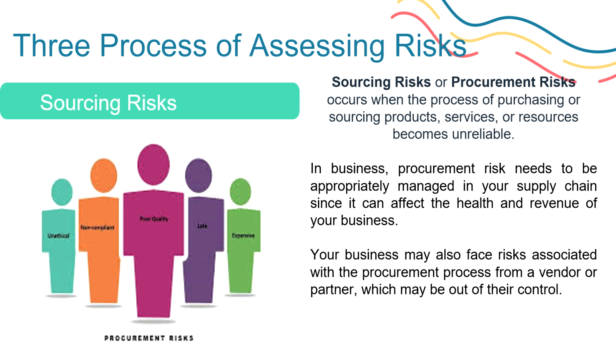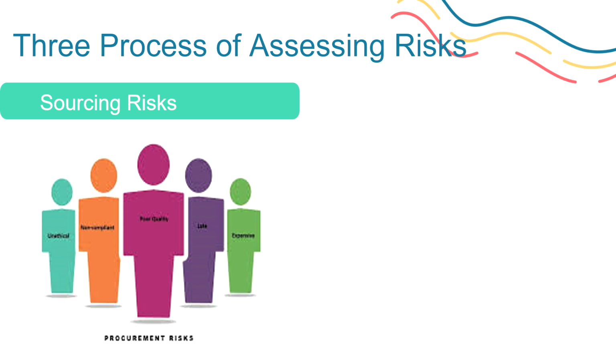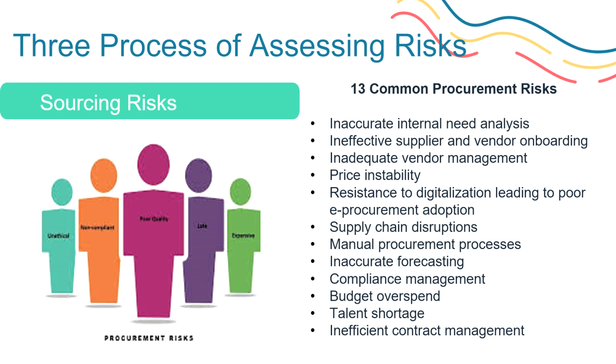So your business may also face risks associated with the procurement process from a vendor or partner which may be out of their control. So there are 13 common procurement risks. Number one, we have inaccurate internal need analysis. Number two, ineffective supplier and vendor onboarding. Number three, inadequate vendor management.